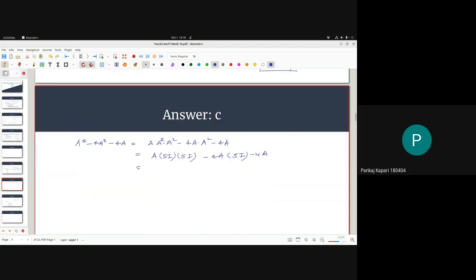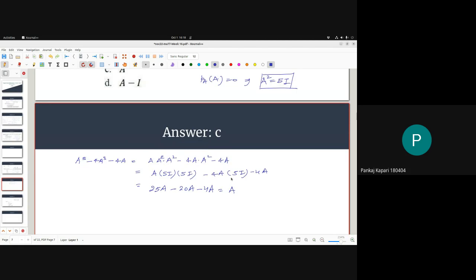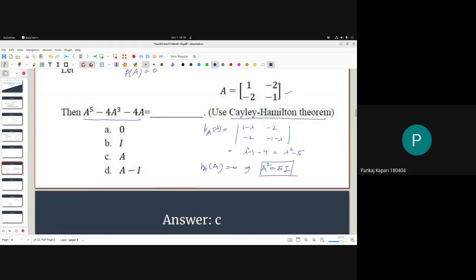Okay, so we have 25a minus 20a minus 4a, and that is equal to a. So this particular expression turns out to be equal to a, so that is our correct answer.